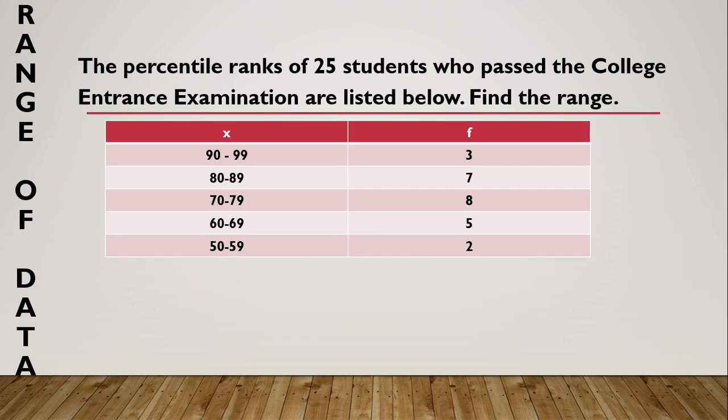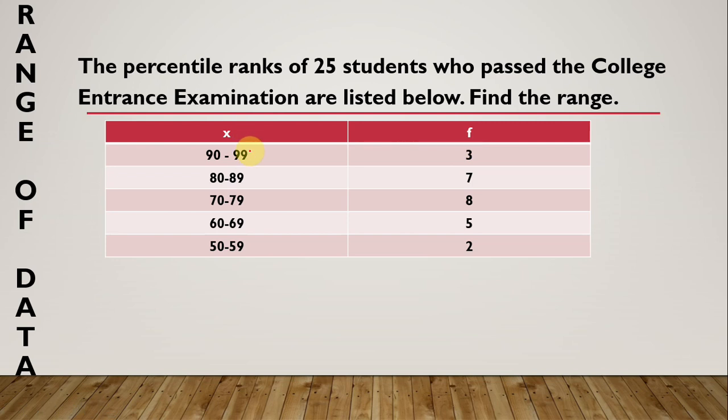So, let's move on to our example para po mas maintindihan na natin. For example, the percentile ranks of 25 students who passed the college entrance examination are listed below. Find the range. So we have here X for the class interval. Remember that the class interval is the size of each class into which a range of a variable is divided. And we have here the frequency. Frequency is the number of times the observation occurred.